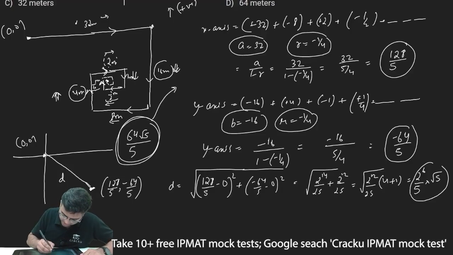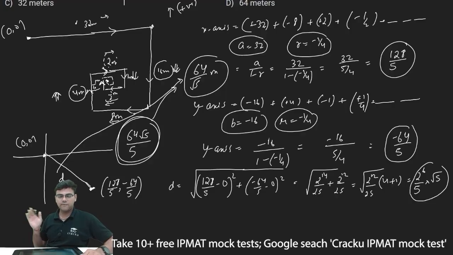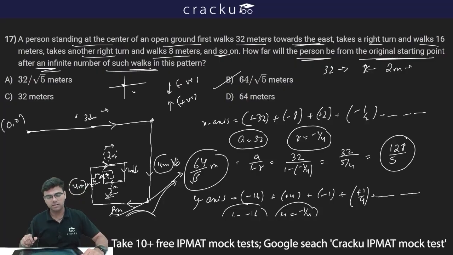Or further simplifying it, this will be equal to 64 by root 5 meter. Thus the value of this d distance, that is the distance from the starting point up till the final point after infinite number of steps, will be 64 by root 5 meter, and therefore I can say option B, which is 64 by root 5 meters, is the correct answer.